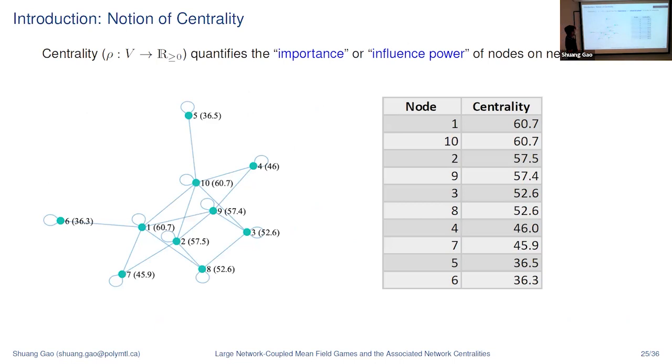I will start with the notion of centrality. You can think of it as a mapping from the node set to real numbers. It quantifies the importance of nodes on the network. And here is an example. You give each node a different value, okay? And then you rank the nodes according to the values, and then you identify the important nodes. These appear on top.